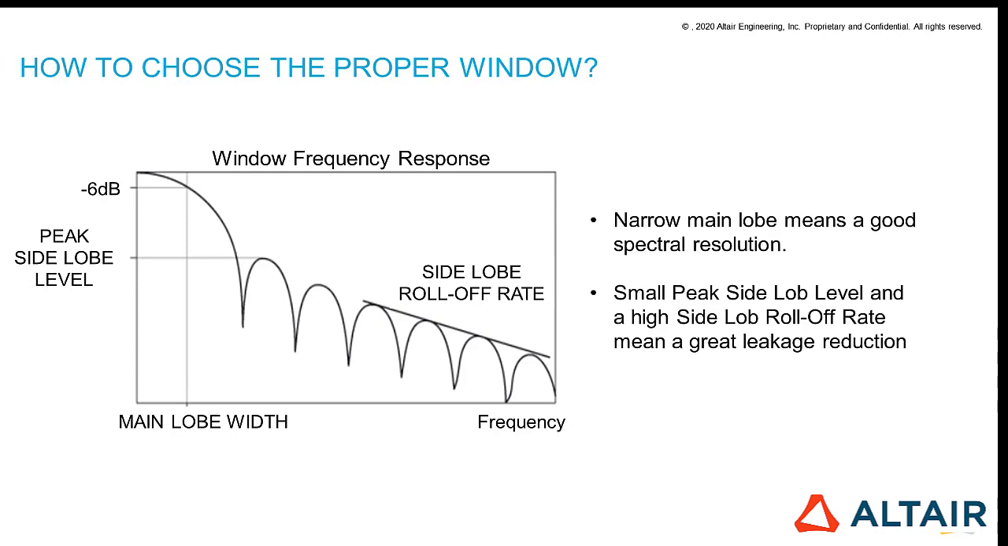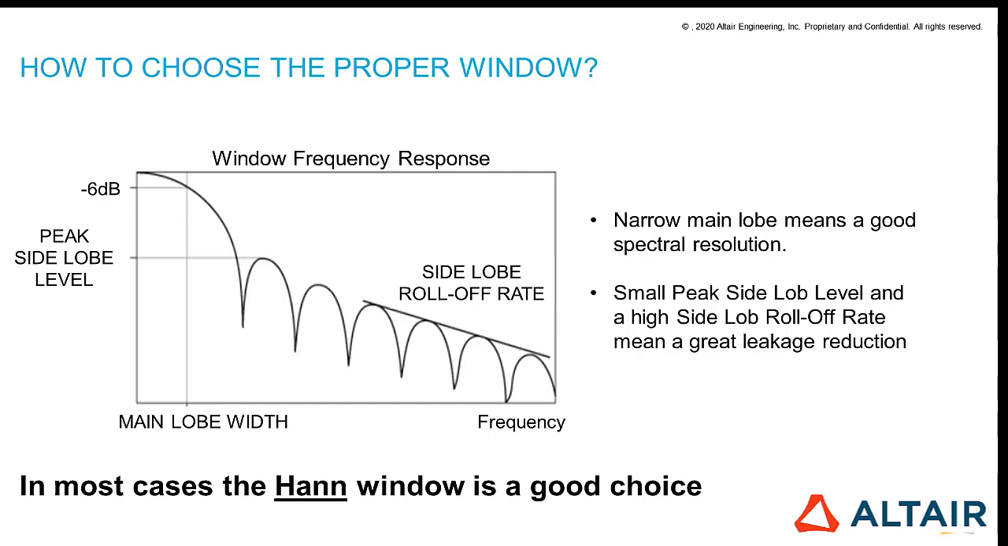Hence, a narrow main lobe means a good spectral resolution, which is the ability to distinguish close frequency components, while a small peak side lobe level and a high side lobe roll-off rate mean a great leakage reduction. The choice of the window is usually driven by a trade-off between these parameters. And at this point, maybe many of you might feel kind of unsatisfied with these qualitative criteria. Well, there is good news for you. In most cases, the Hann window is the right choice, since it's a general purpose window.